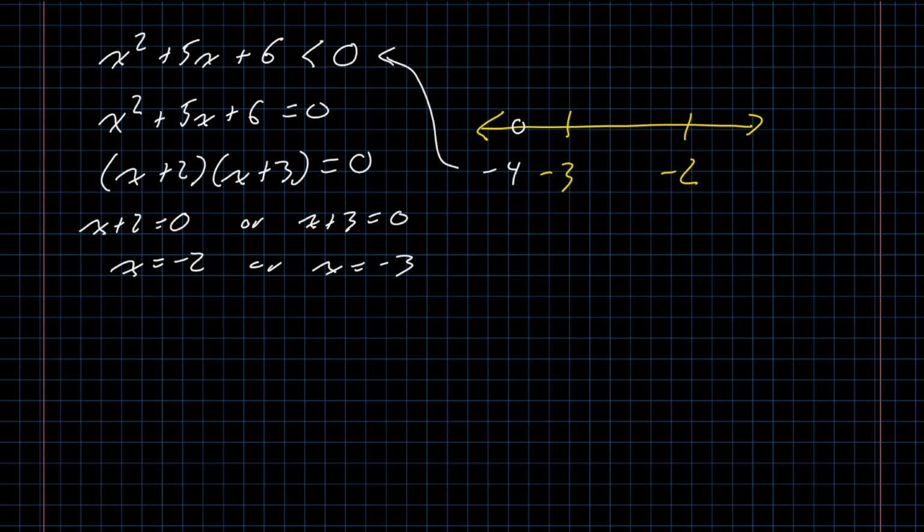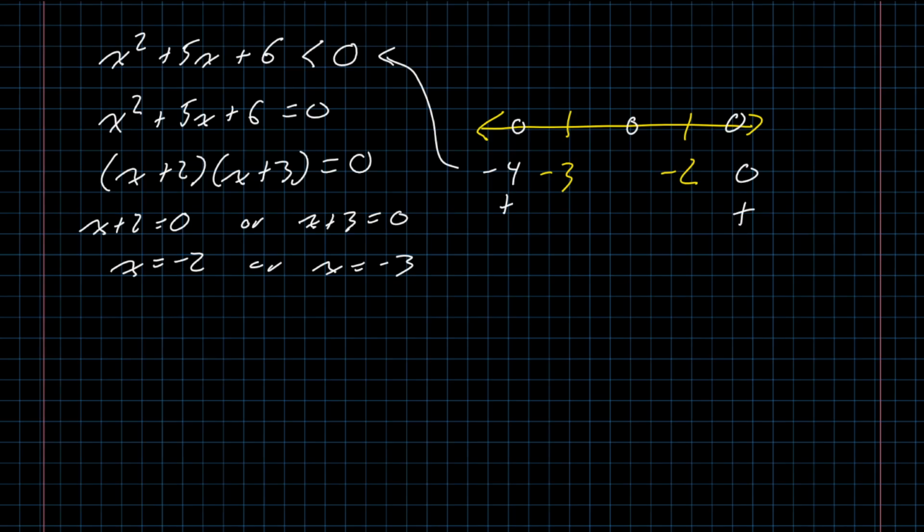negative 4 squared is positive 16. 5 times negative 4 is negative 20. And 16 minus 20 plus 6 is positive. Positive numbers are not less than 0, so this part of the number line is not part of the solution. If I check something over here to the right, like say 0 itself, I have 0 squared plus 5 times 0 plus 6, which is 6. 6 is not less than 0. That's a positive number again. So that is also not part of the solution.